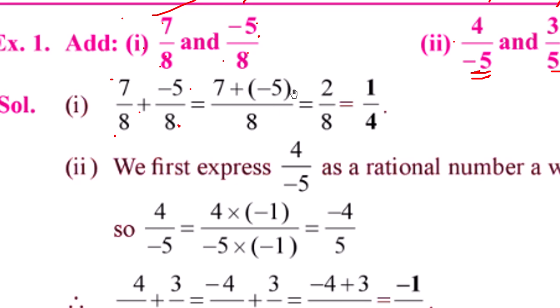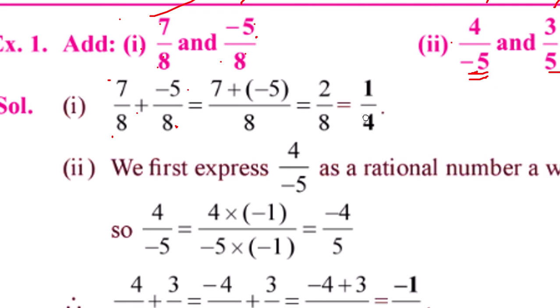7 plus of minus 5 by, what is the common denominator? 8. Plus of minus means minus. 7 minus 5, how much? 2. 2 by 8. 2 ones are 2, 2 fours are 8. So 1 by 4 is the answer.